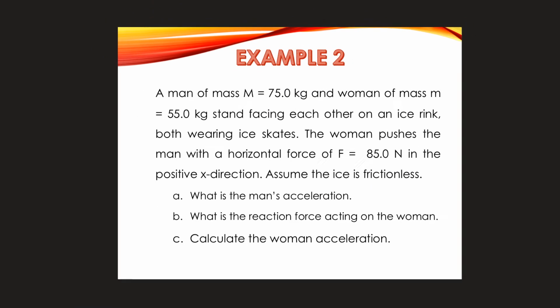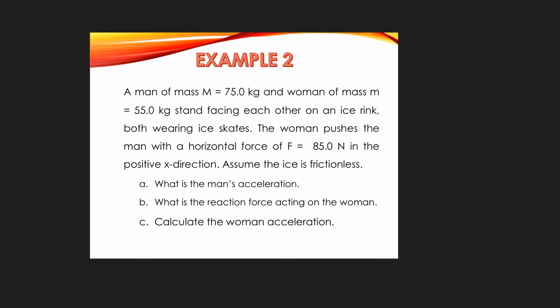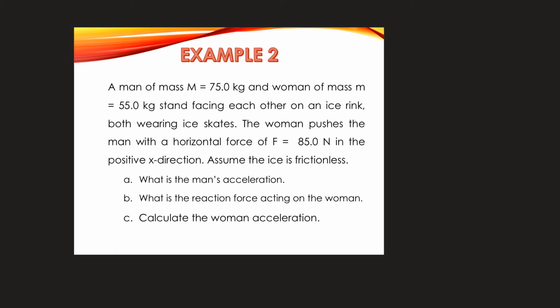so like this one. Okay, a man of mass 75 kilograms and a woman of mass 55 kilograms stand facing each other on an ice rink, both wearing ice skates. The woman pushes the man with a horizontal force of 85 Newtons in the positive x direction. Assume the ice is frictionless.